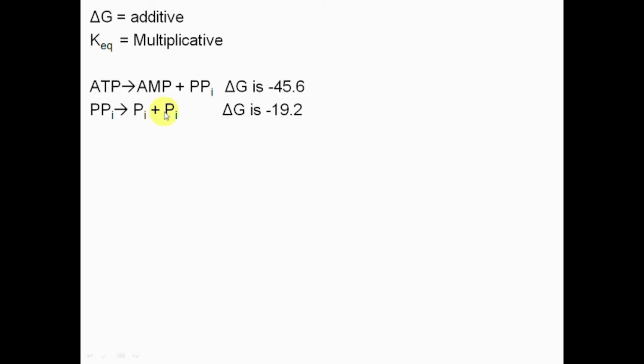And that would tell us we would need to flip this reaction. And so if this reaction had this PP as a product, they would have given us this delta G as a positive 19.2. We would have needed to flip this reaction, and then we would need to put a negative sign in front of what would have been a positive number. And then you just add them together. If you ever have equilibrium constants, you multiply those.